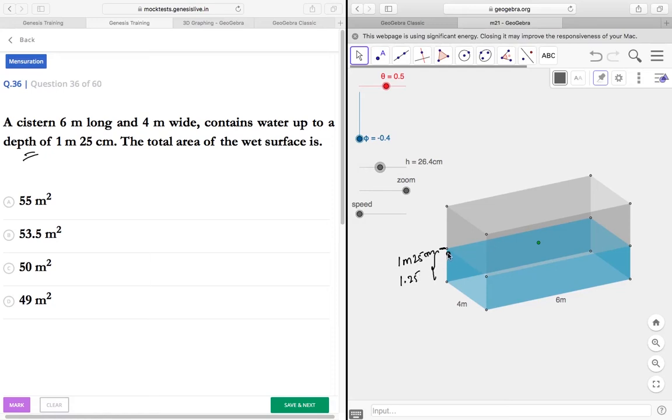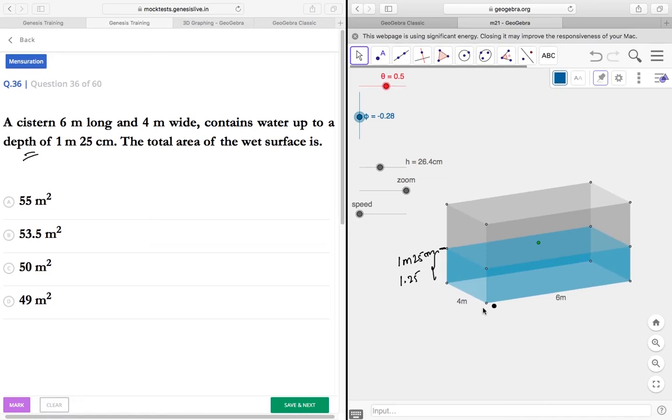Okay, so if this is the case, the total area of the wet surface: you can see that all four walls, a part of it, that is till 1.25 depth, is wet, and then there is one more surface which is wet, that is the floor of the tank. Common sense. I have two things to consider now. One is 1.25, which is depth, multiplied by 4, and similarly 1.25 into 6. The same thing happens on the other two sides. So 1.25 into 4 plus 1.25 into 6, 2 times, plus the floor.